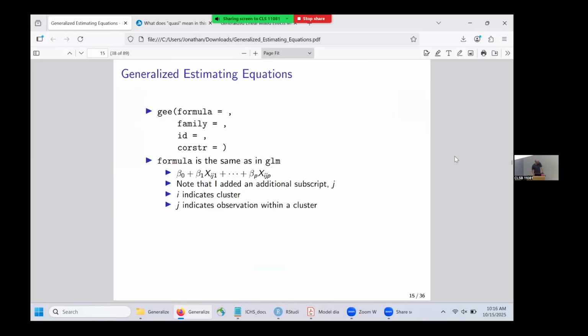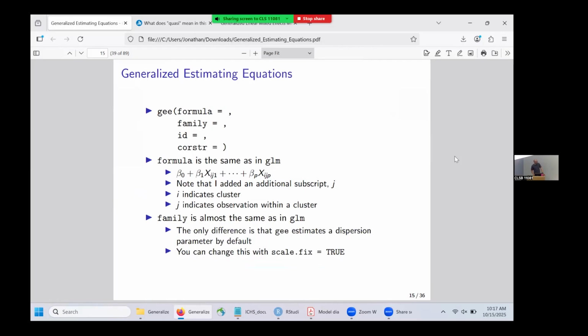So formula is the same as in glm. It's how we specify our linear model. You can note here that as I've written this formula, I now have an i and a j subscript. So i indicates cluster and j indicates which observation we're talking about within the ith cluster.